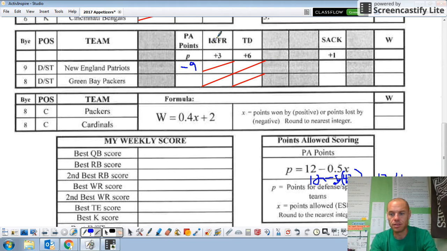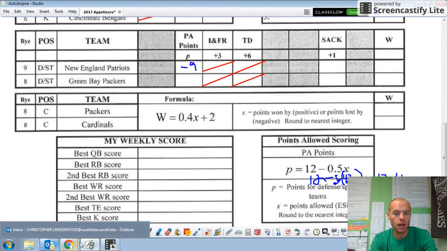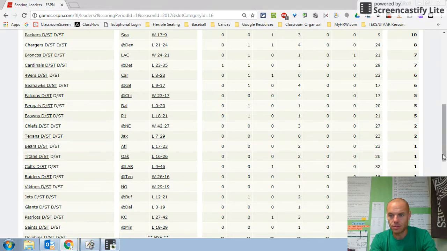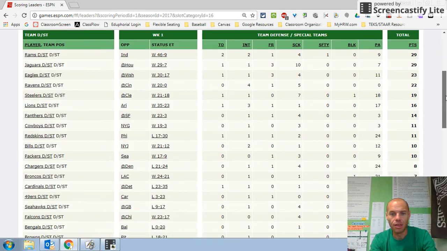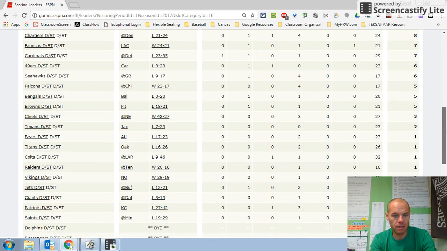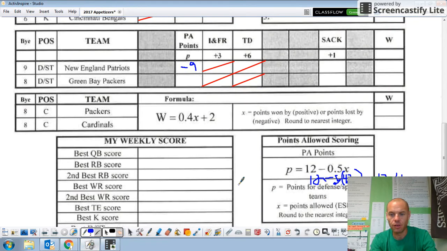I'm now going to look for interceptions and fumble recoveries. If I scroll up, interceptions is the second column. Fumble recoveries is the third column. So let me scroll down and find the Patriots. They had 0 interceptions and 1 fumble recovery. I add those two numbers together, and I have 1 as my total, which gives me 3 points.